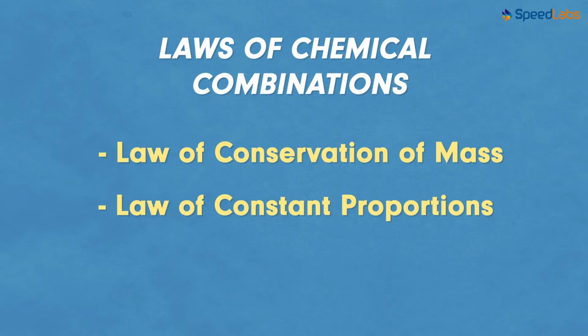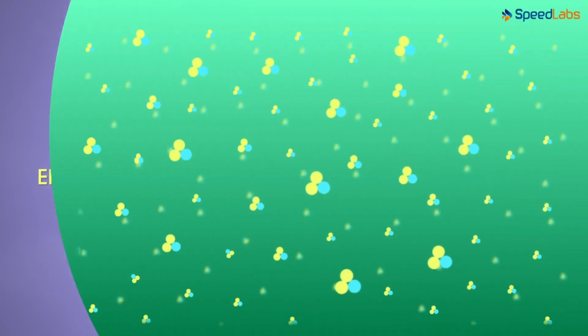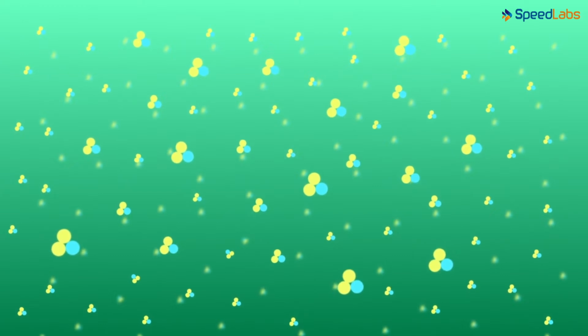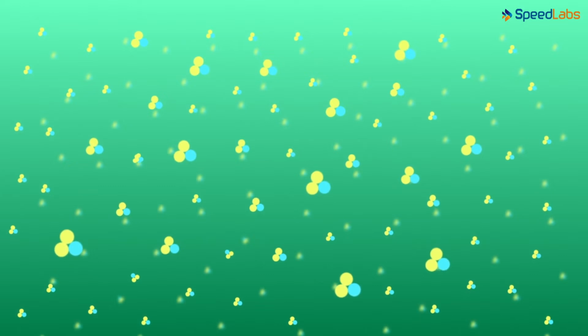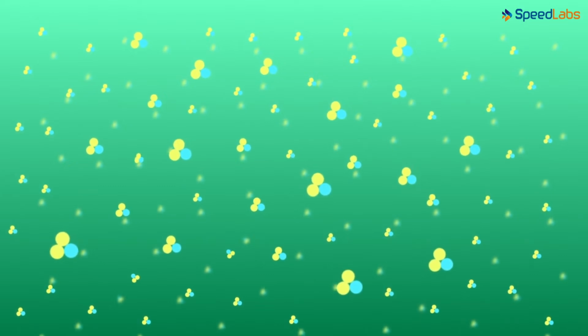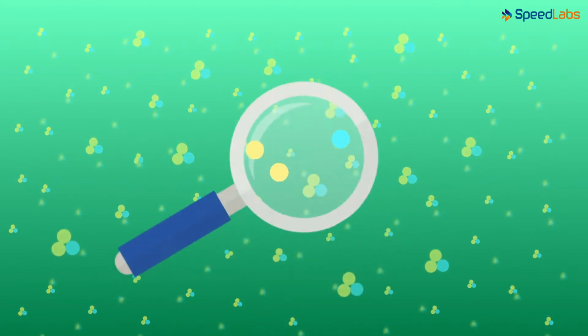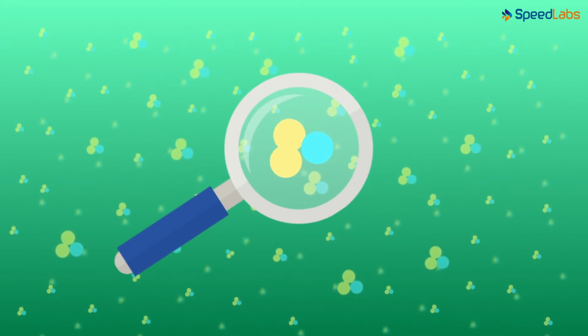Let's take a simple example. Just imagine we carry out an experiment in which element A and element B react together to give us a compound C. If we keenly observe, we find that atoms of elements A and B do not exist individually in the reaction mixture. They come together to give us the new compound C. Although it seems that atoms of elements A and B are degenerating, it's not the case. In reality, they are combining to give us the compound C.